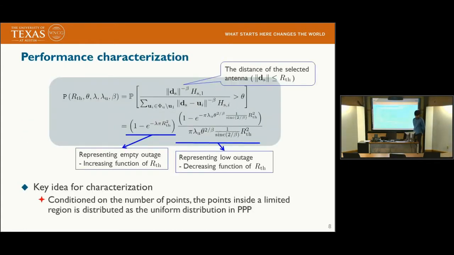By using tools from stochastic geometry, we derive the closed form SIR expression as a function of key system parameters, for example, the selection threshold, the antenna density, the path loss exponent, the interfering user density, and the target SIR threshold. Here, one of the key things of the PPP's property is that when we condition on the number of points, the points inside a limited region are distributed uniformly. This is the key step for characterizing the closed form expression.